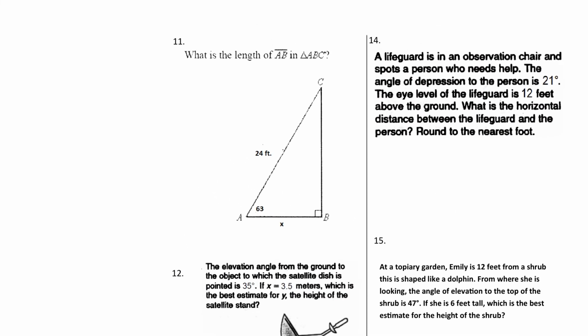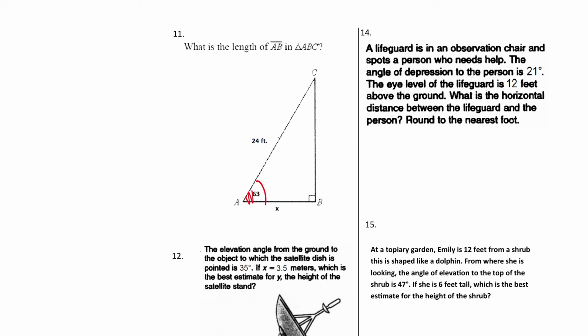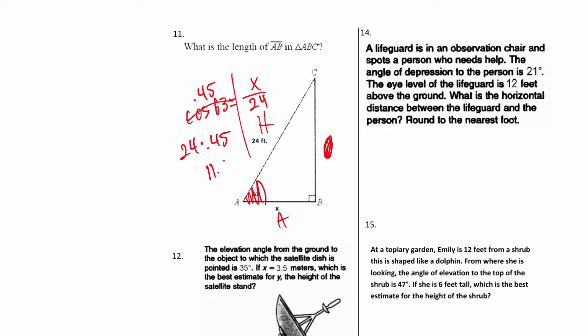Okay, number 11, so we've got that, H, A, O, I don't care about the O, A and H, cosine. So cosine of 63 equals x over 24. Cosine of 63 is 0.45. I'm going to multiply 24 times 0.45, which is 11.25.